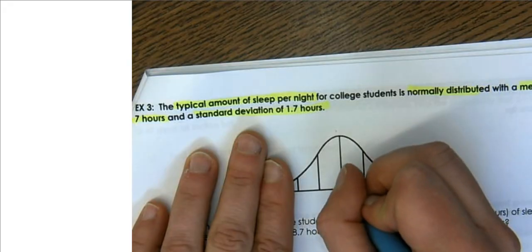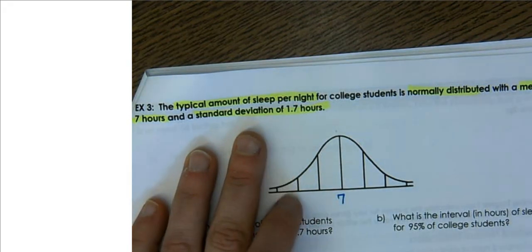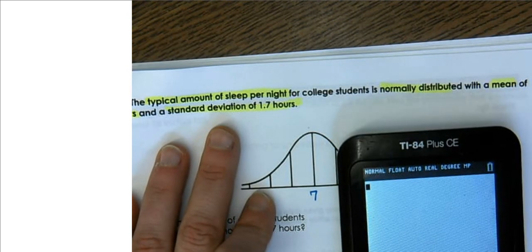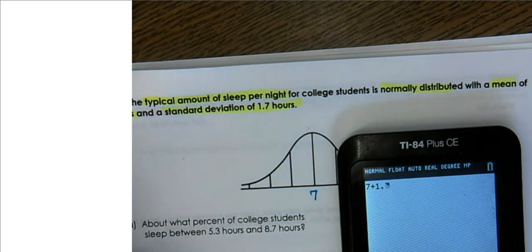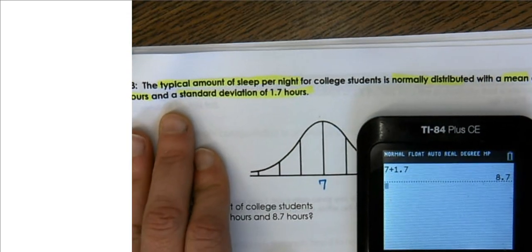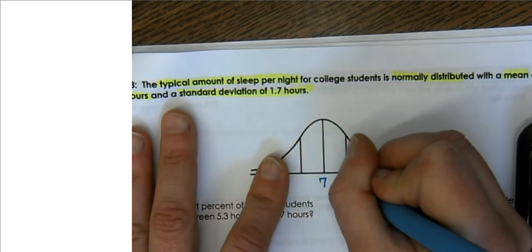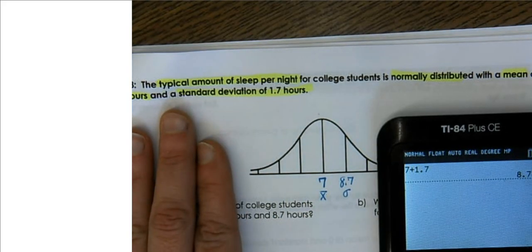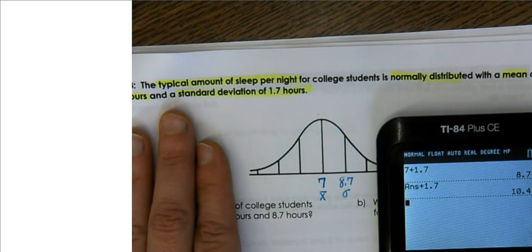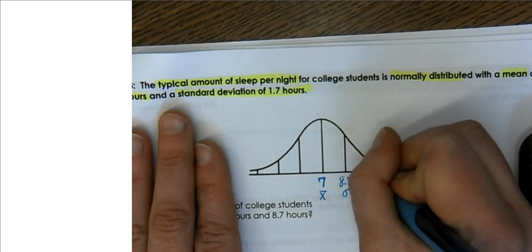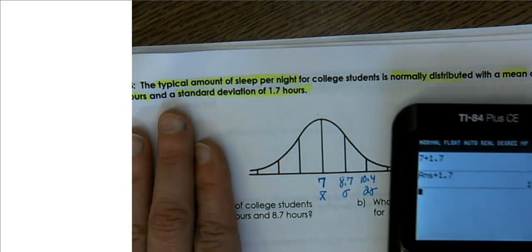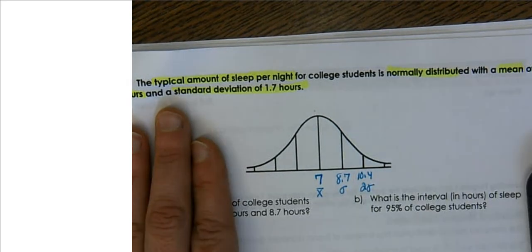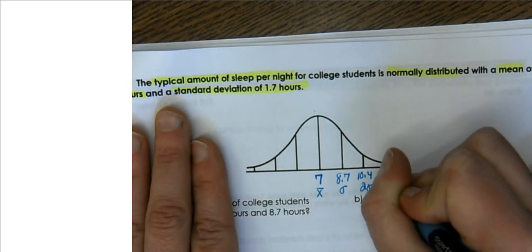So they're saying that the average number of hours of sleep is 7. So just like I did before when I created this, I'm going to take 7 and I'm going to add 1.7 since that's my standard deviation. And that ends up equaling 8.7. And 8.7 is one standard deviation above the mean. So then I'm going to add another 1.7, and that equals 10.4. That is 2 standard deviations above the mean. And then I'm going to take that 10.4 and add another 1.7, and we end up getting 12.1. And that is 3 standard deviations above the mean.